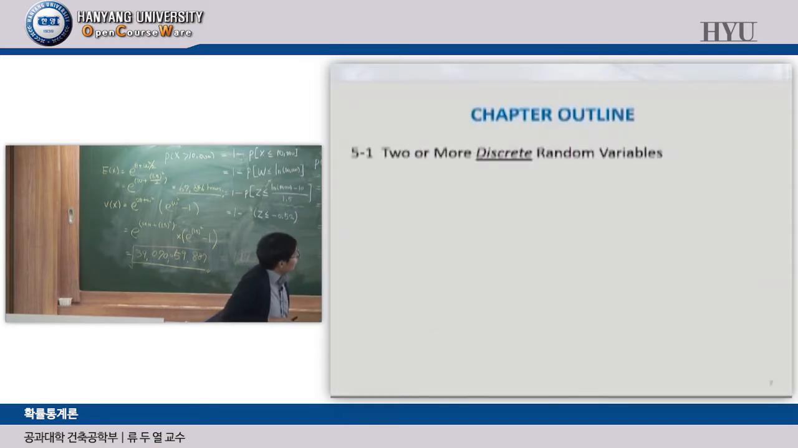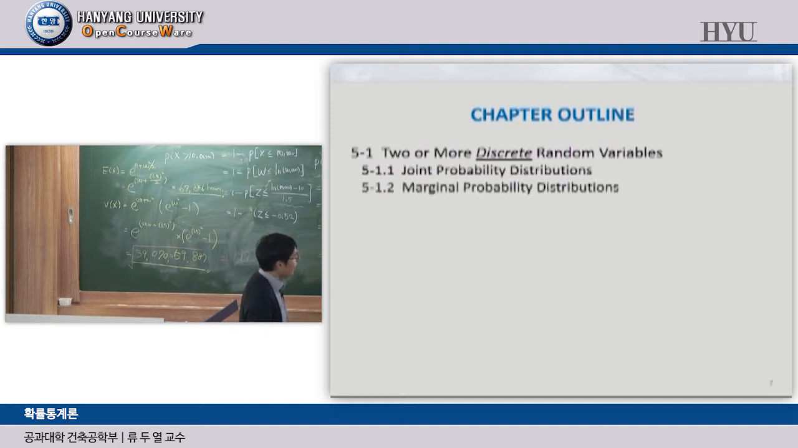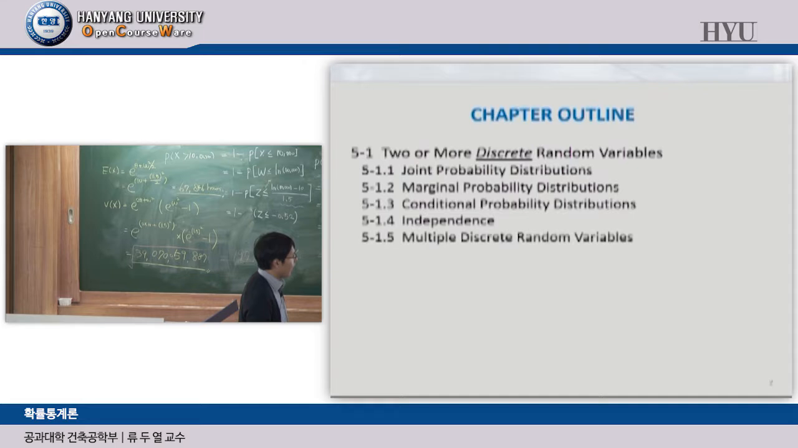In chapter 5-1, we are going to learn about 2 or more discrete random variables. Firstly, we are going to learn about the joint probability distribution. Secondly, we are going to learn about the marginal probability distribution. And then we are going to learn about the conditional probability distributions, independence, and multiple discrete random variables. And finally, we are going to learn about the multinomial probability distribution.